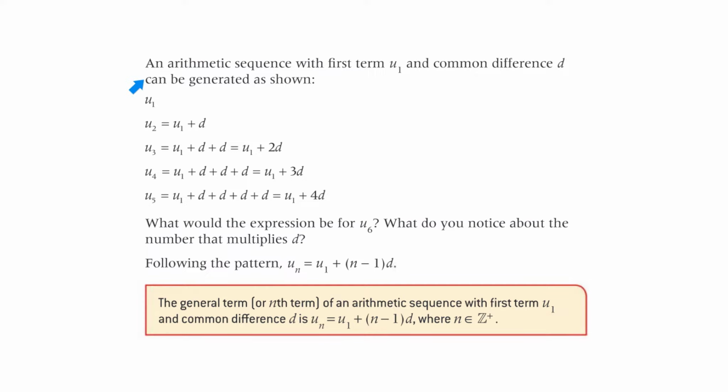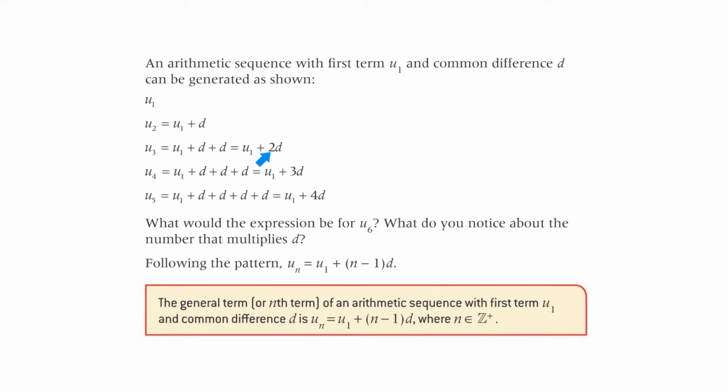Okay, here's some definitions. An arithmetic sequence with first term U1 and common difference D can be generated as shown. U2 is obviously U1 plus D. U3 is U1 plus D plus D, so that's U1 plus 2D. U4 is U1 plus D plus D plus D, and that's U1 plus 3D. And then U5 is U1 plus 4D. What would the expression be for U6? What do you notice about the number that multiplies D?